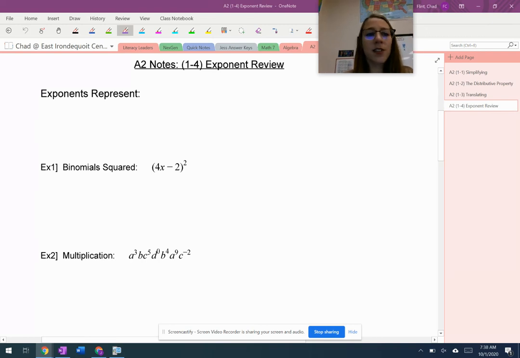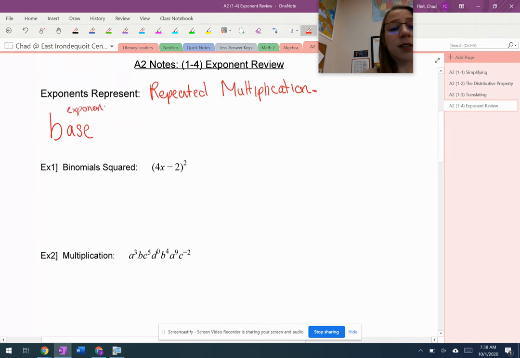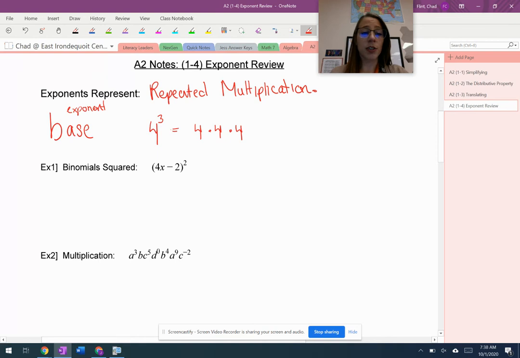Okay, hi, A2 kiddos. So today we're looking at lesson 1-4, and that is a review of the exponents that we looked at last year. So you hopefully remember that exponents represent repeated multiplication. I have a base that's being raised to a smaller exponent. 4 to the third power means 4 times 4 times 4. That repeated multiplication.